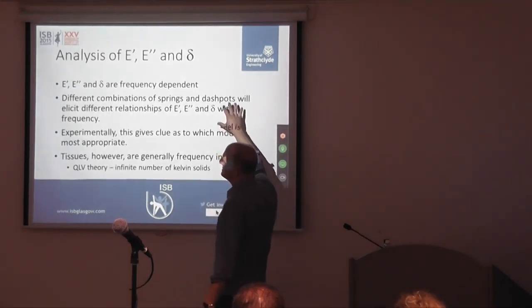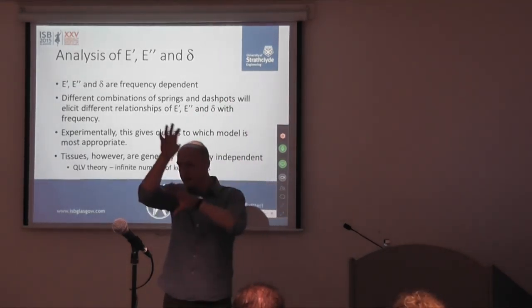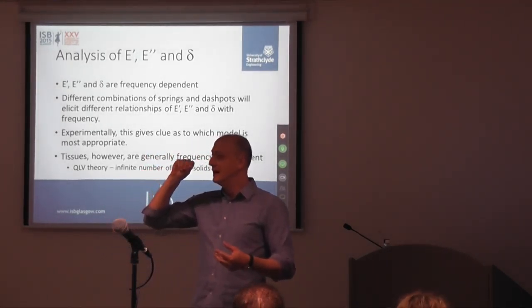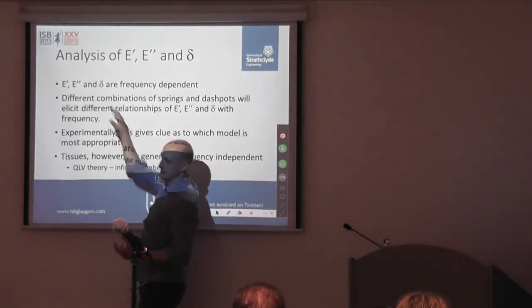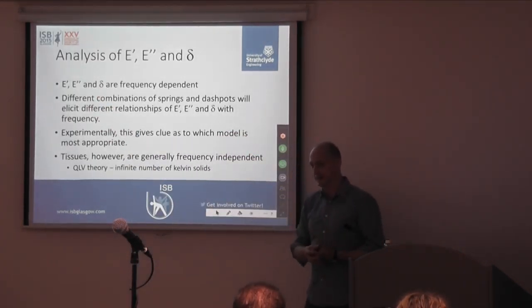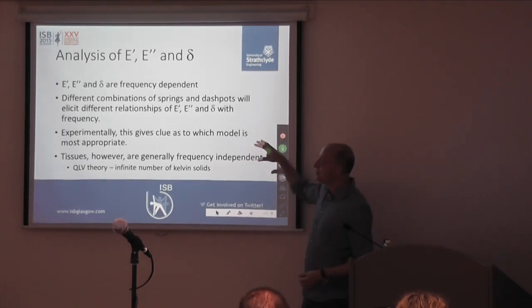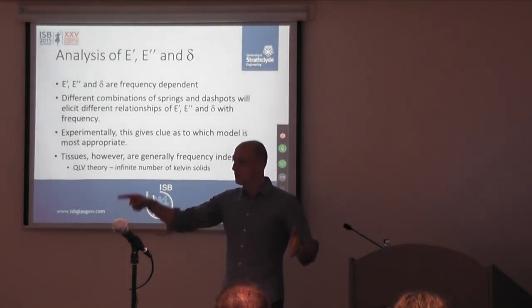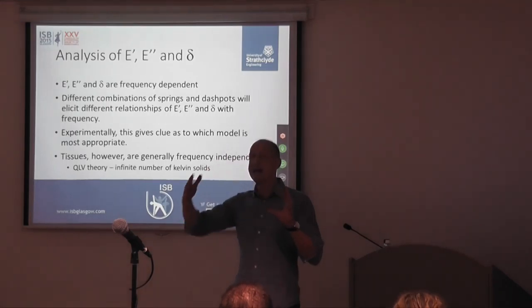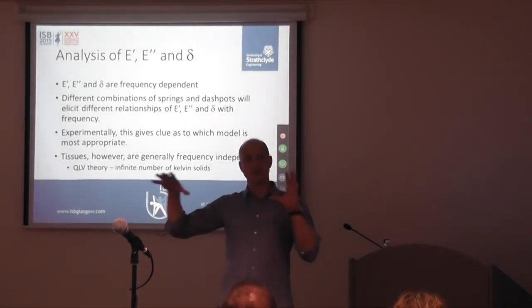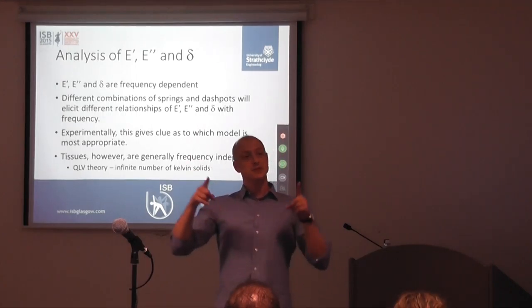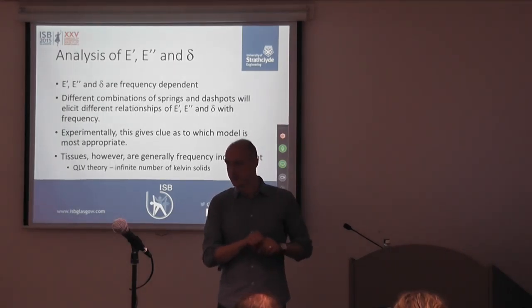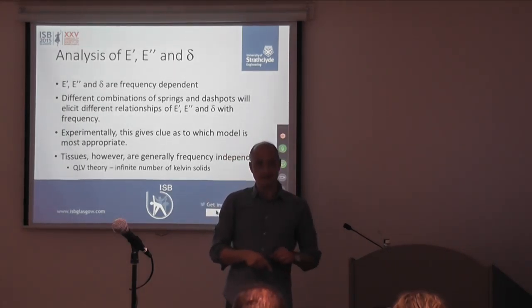Okay? And the different models in that table, which I showed, all those different combinations of springs and dashpots, they'll all have different relationships of these parameters with frequency. Mathematically, you can extract those quite readily. So what you can do is you can do a frequency sweep of your tissue and see what behavior across the frequency range your tissue demonstrates. And that gives you a clue as to what model is most appropriate for that tissue in terms of springs and dashpots. So you can go backwards and work things out.